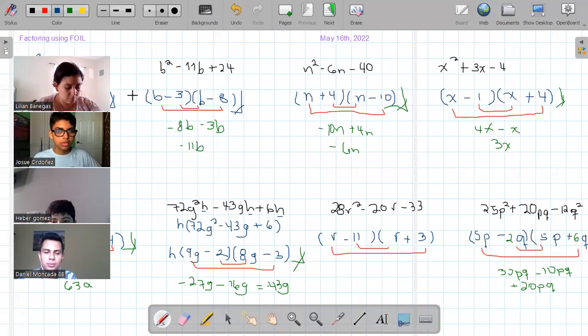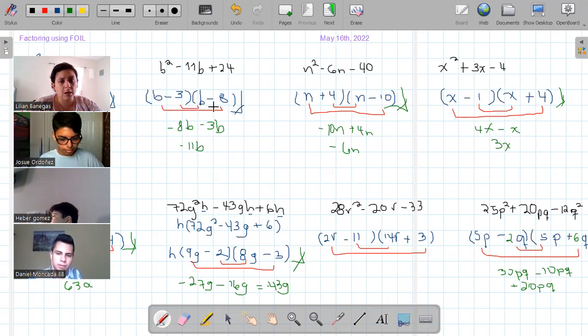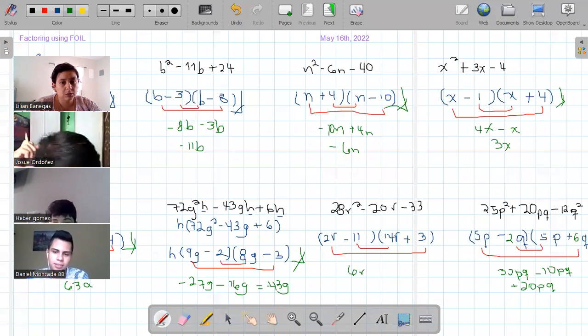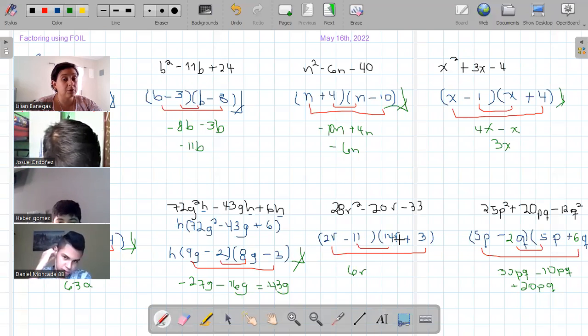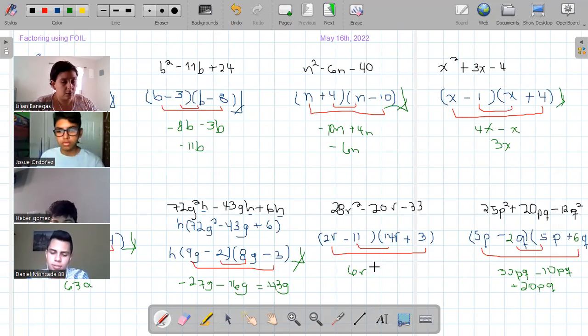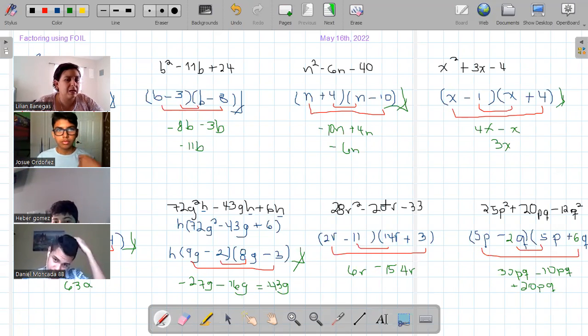So 2 and 14. And again, I try 2r times 3. That would be 6r. Negative 11 times 14 would give me negative 154r. Will that give me a negative 20? No, right? That's too big.